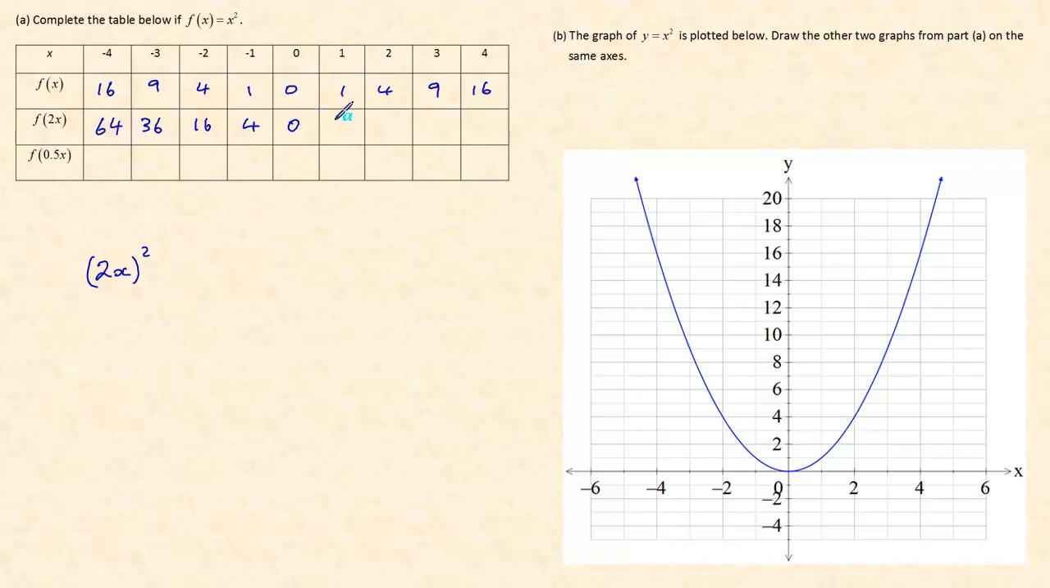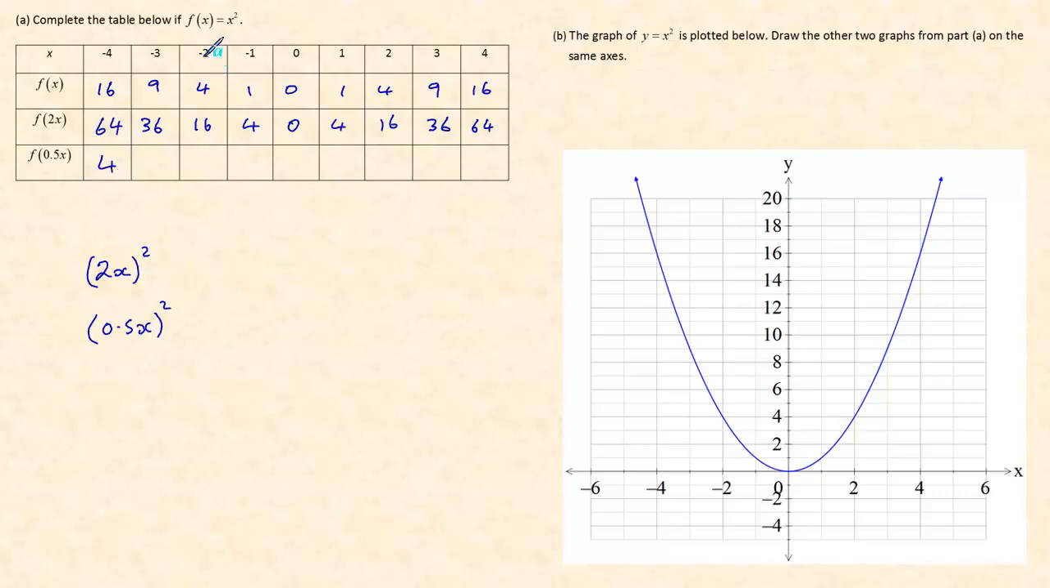2 lots of 1 are 2, so square that, that's 4. And then the next one will be 16, 36, 64. Then we have f of 0.5x, so that's going to be 0.5 directly multiplied to the x and then squared. So for negative 4, that's going to be negative 2. If we square that, we get 4.